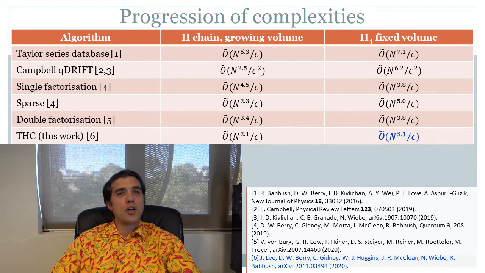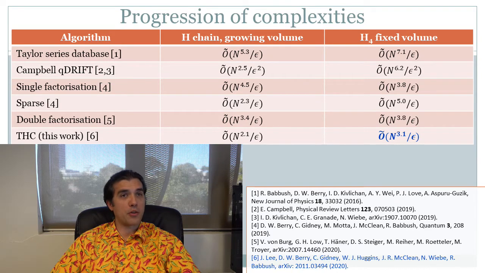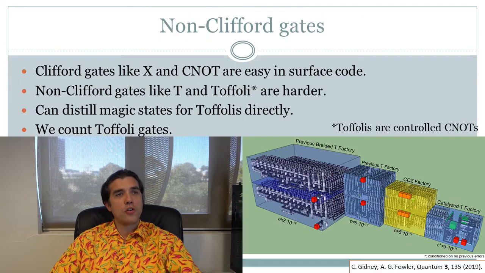So in summary, what we have found is not only is our algorithm the best yet for the specific example of FeMoco, it has the best scaling, so it can be expected to provide even better performance for simulating larger systems. For these complexities, we're considering the number of non-Clifford gates, which are the gates which are more difficult to perform in an error-corrected quantum computer.